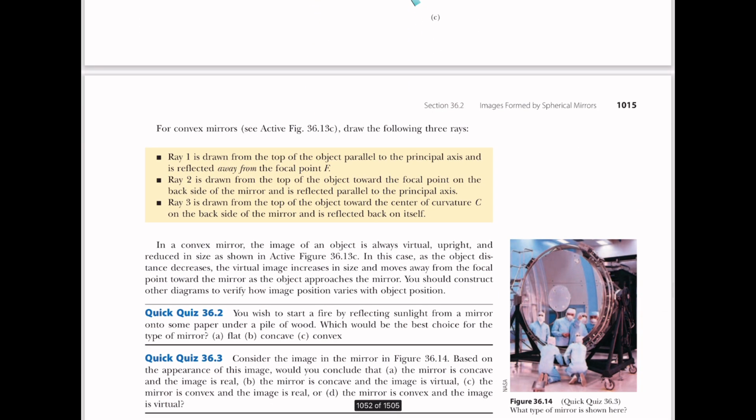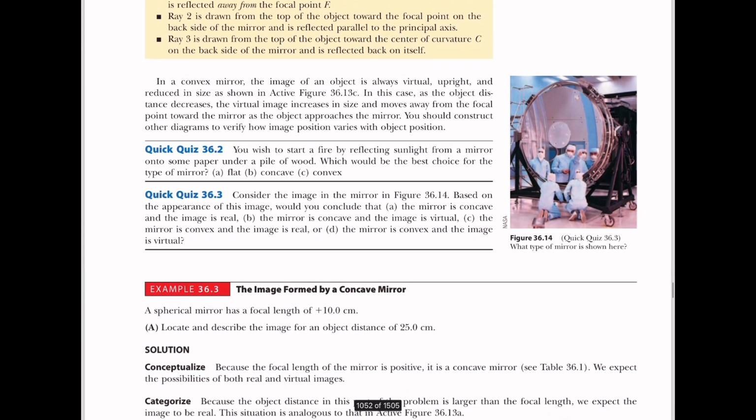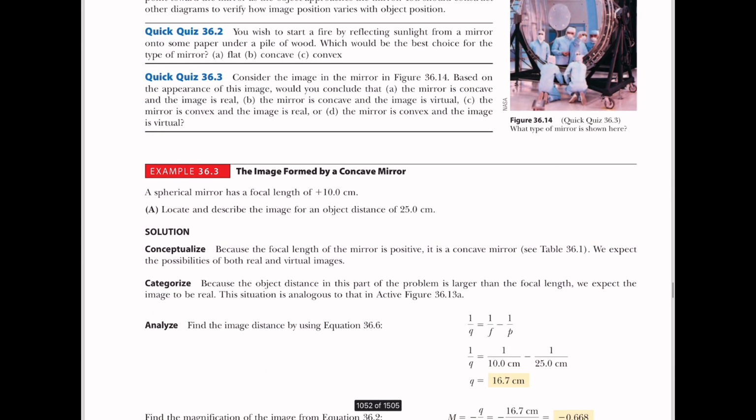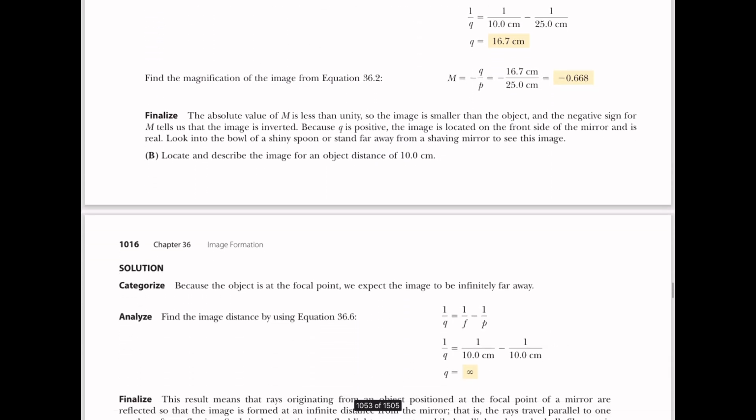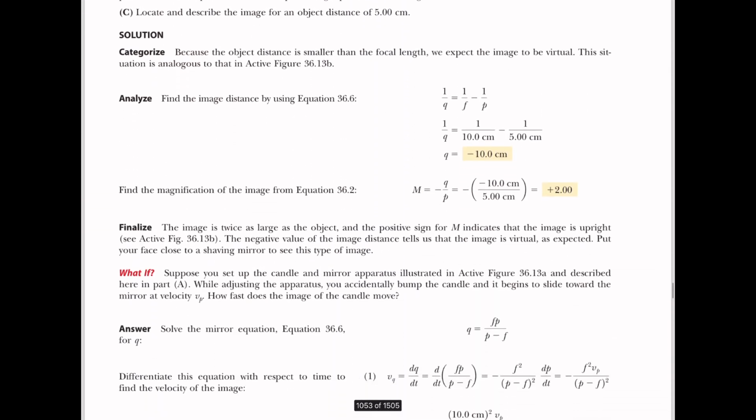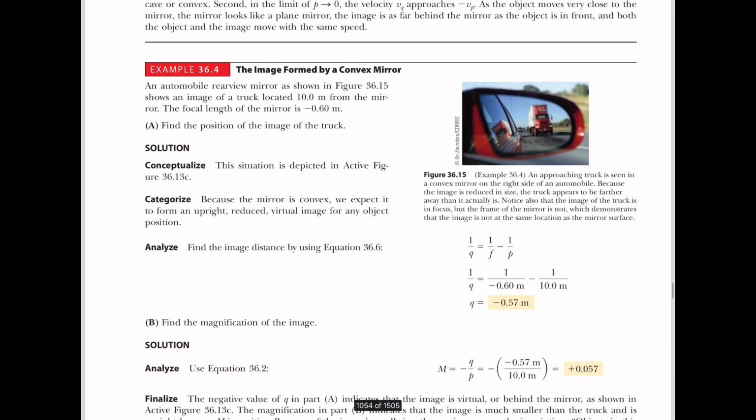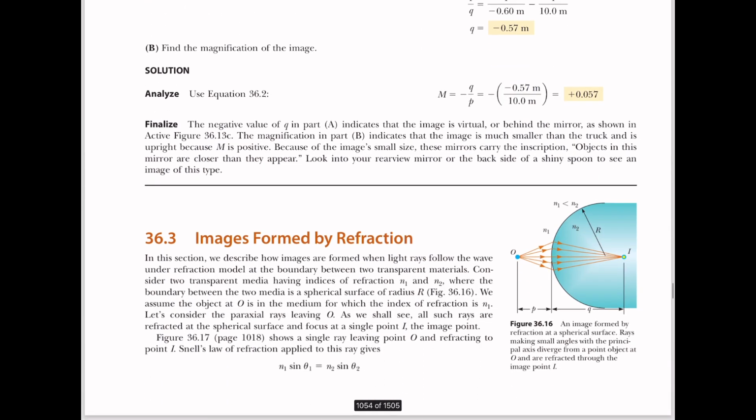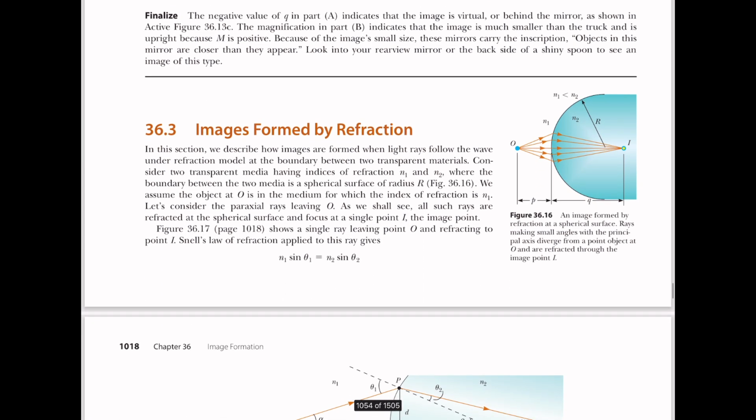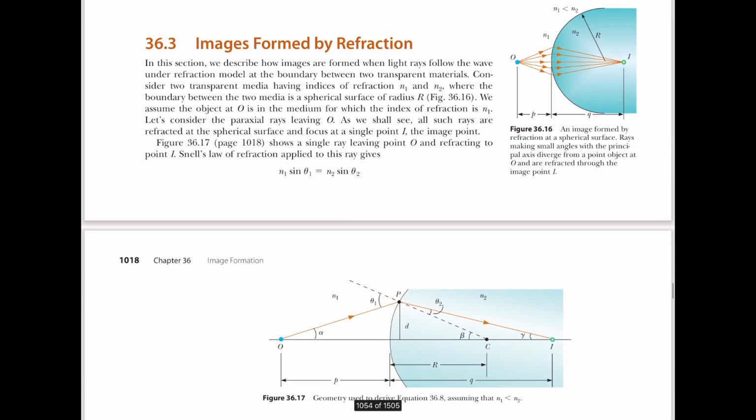Another yellowed out section with 3 points. Quick quiz, an image, and an example, and the solution of the example. Pretty big example. We have another example here, 36.4. And we've reached the next section, 36.3. I have 3 minutes on the timer, and man, there's quite a lot of sections here. Let's bulldoze through this again very quickly.